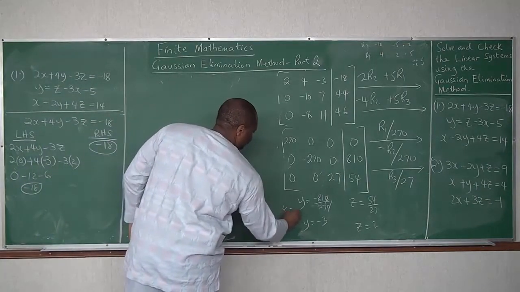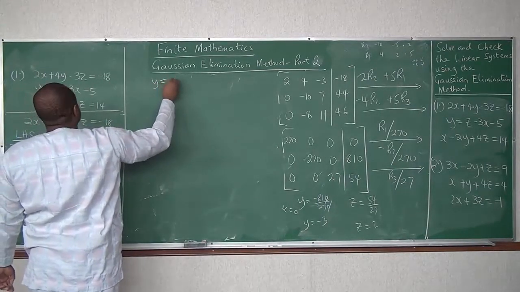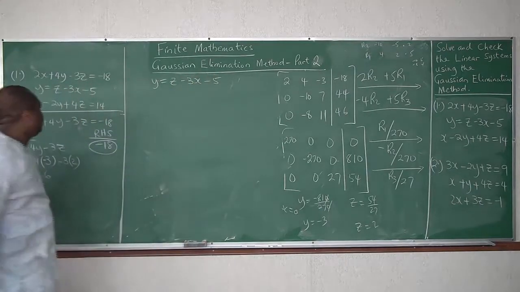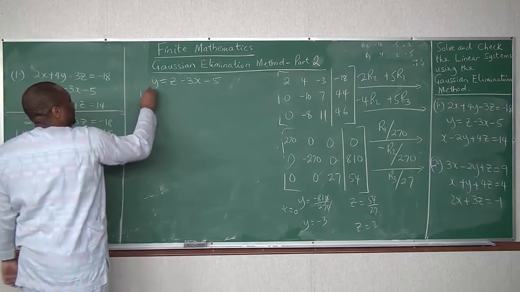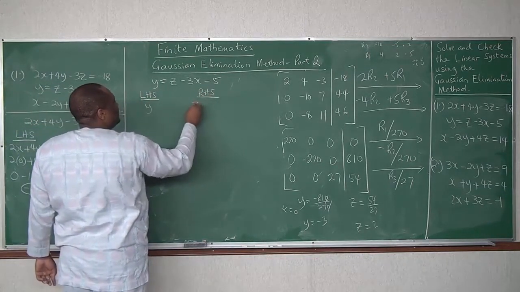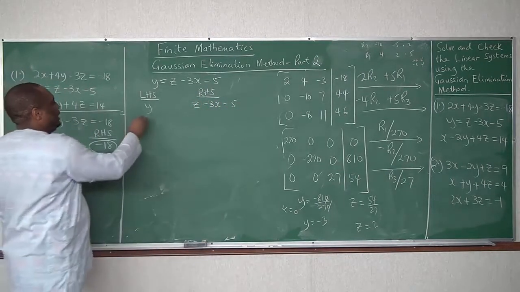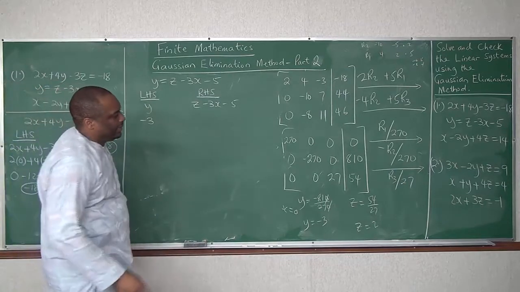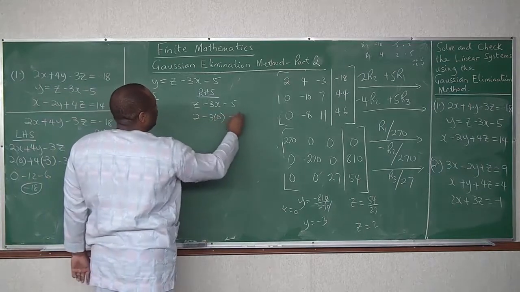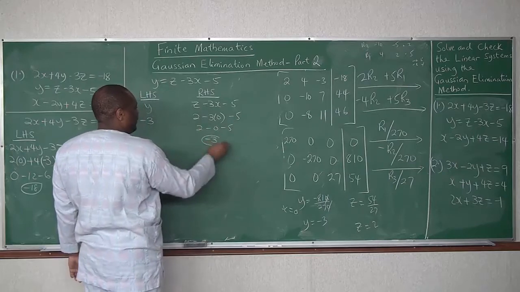Our x is 0. So for the second equation, y equal to z minus 3x minus 5. Our left hand side is y. Our right hand side is z minus 3x minus 5. So y is negative 3. Z is 2 minus 3 times 0. X is 0 minus 5. So this is 2 minus 0 minus 5, which is minus 3.